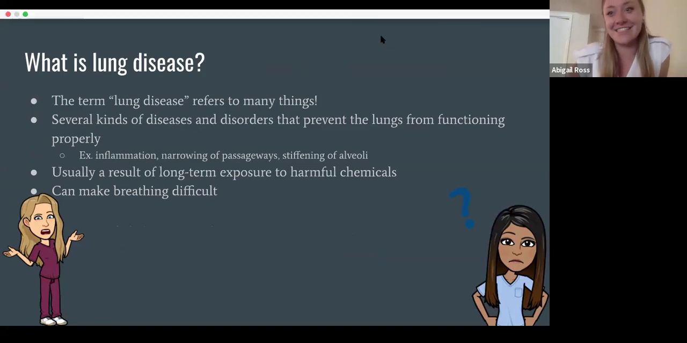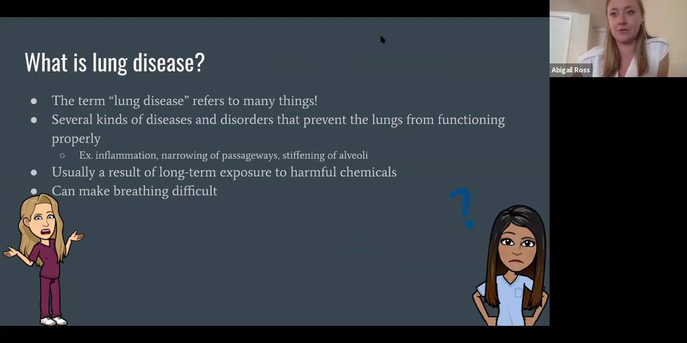Okay, so lung disease. Lung disease is an umbrella term that we use to describe any disease of the lungs. It sounds pretty simple, but there are a lot of different types of lung diseases. You can have irritation, so you might have allergies or some sort of foreign substance like smoke that gets into your lungs and can irritate those passageways, the bronchioles, or irritate the alveoli. Sometimes you have stiffening of the alveoli or narrowing of those passageways, and those are all different ways that you might get a lung disease.